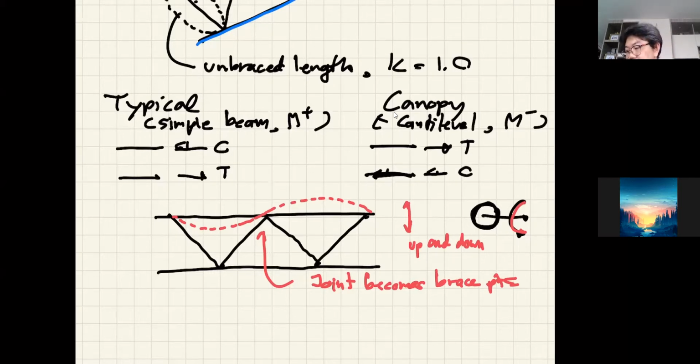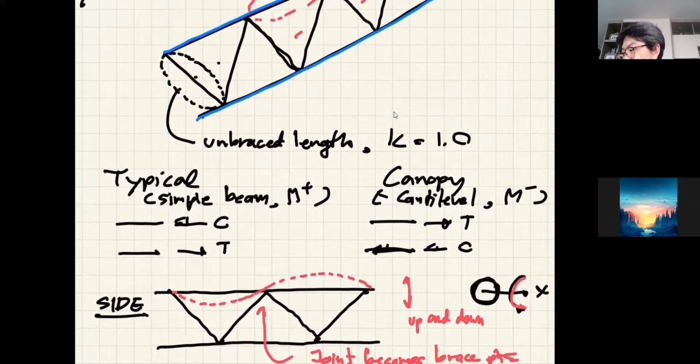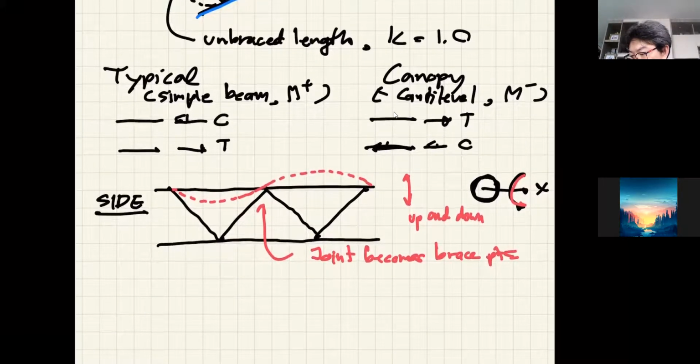Now, let's see the truss from the top view. I should write that this is the side view. So in the side view, you will see the movement up and down, okay? The buckling is the rotation about this x-axis. Okay, now let's move on. If I look at this truss, the same truss, but this time from the top view, what am I going to see?